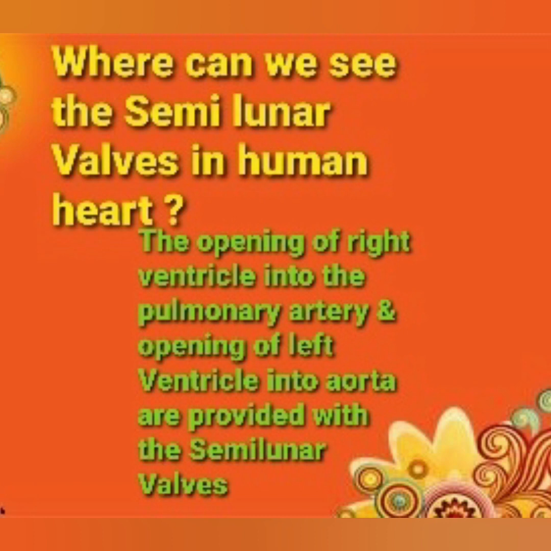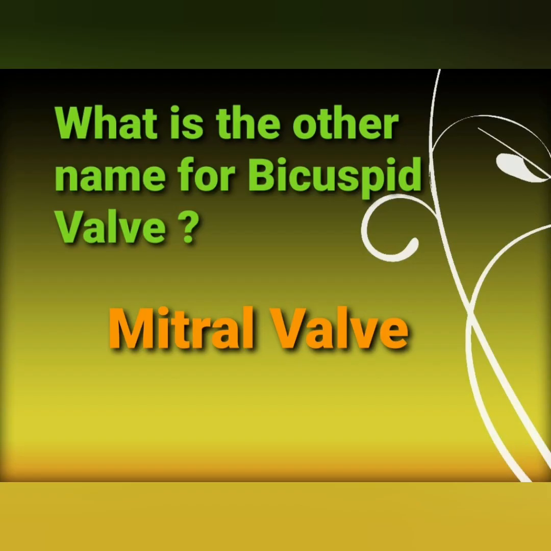Now, where can we see the semilunar valves in human heart? The opening of right ventricle into the pulmonary artery and opening of left ventricle into the aorta are provided with the semilunar valves. What is the other name for bicuspid valve? The answer is mitral valve.